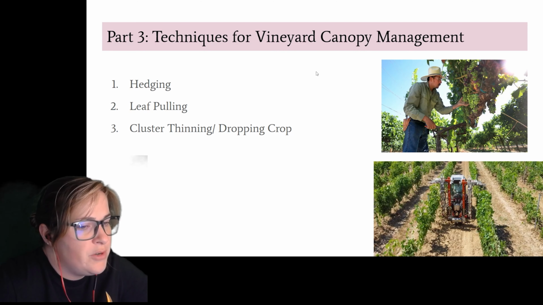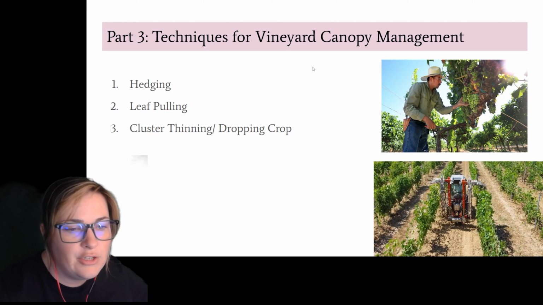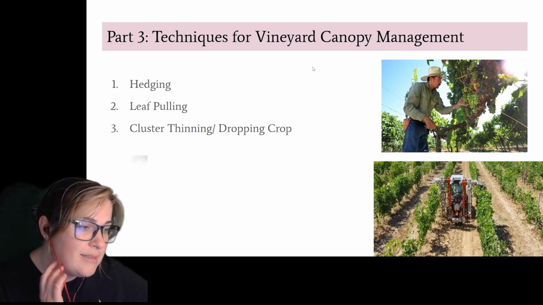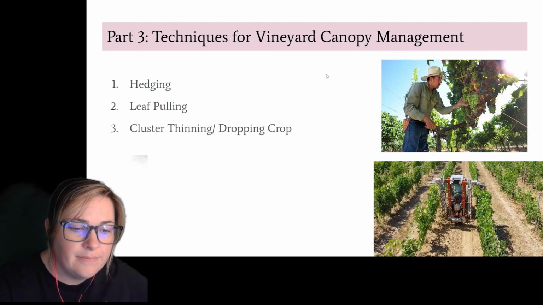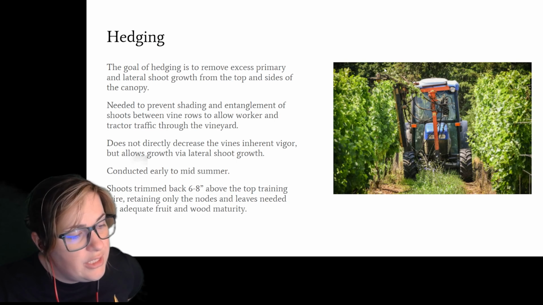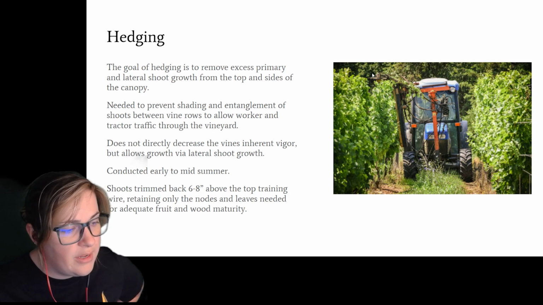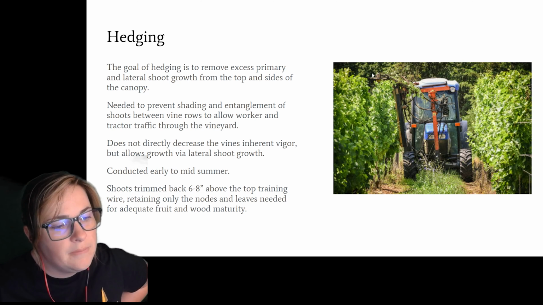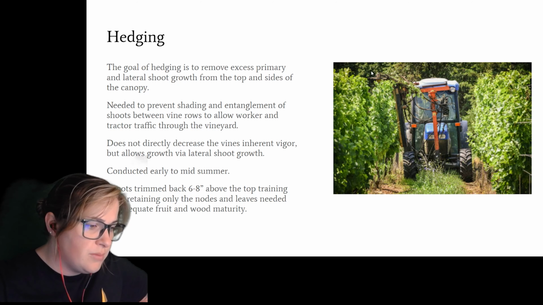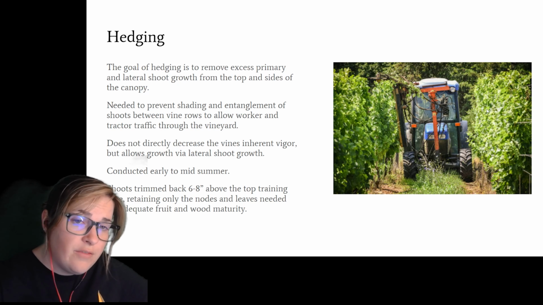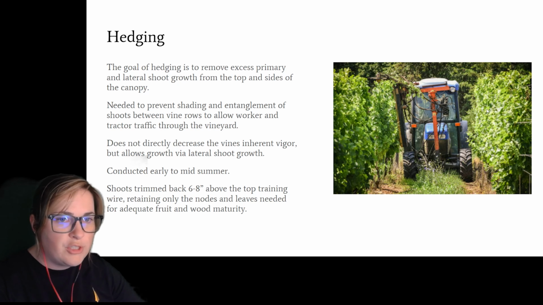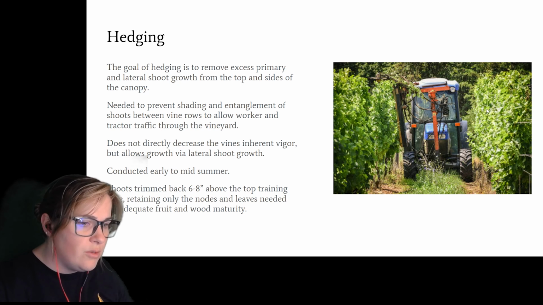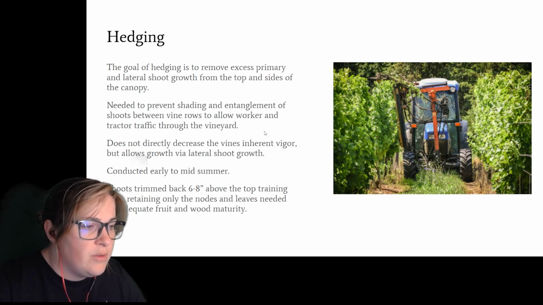And then techniques for vineyard canopy management. Just have these things in your back pocket memorized: hedging, leaf pulling, cluster thinning, and dropping crop, right? Hedging is pretty straightforward. It's just going to help clean up the canopy, get you some space. Also makes it easier for workers in the vineyard to manage the vines. They don't have to reach through this gnarly bush of a plant. They can access everything they need to and work from there. So that's always really nice.